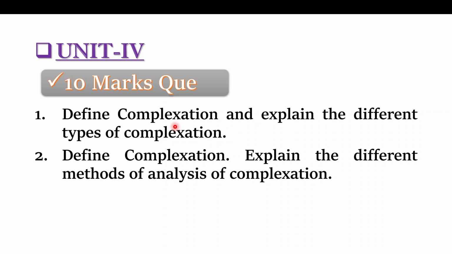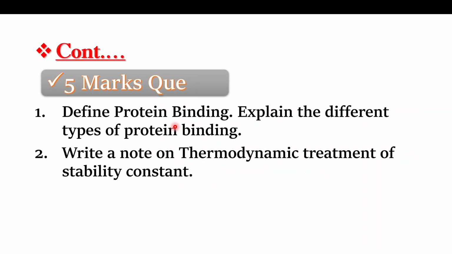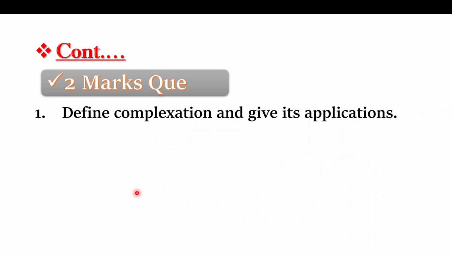Here we have these 3 questions: first, define complexation and their types; second, define complexation and their methods of analysis; and third, protein binding and their types. Types means the reversible and irreversible protein binding. And second is write a note on thermodynamic treatment of stability constant. Okay, so these are the 10 mark and 5 mark questions from unit 4. Last, 2 mark question: define complexation and give its applications.